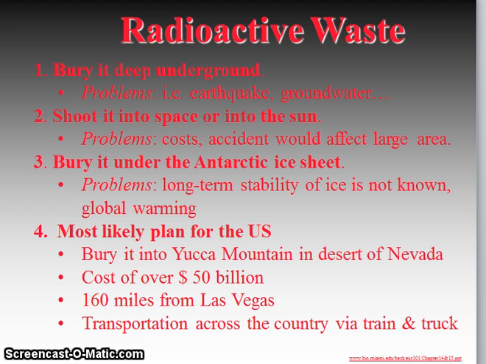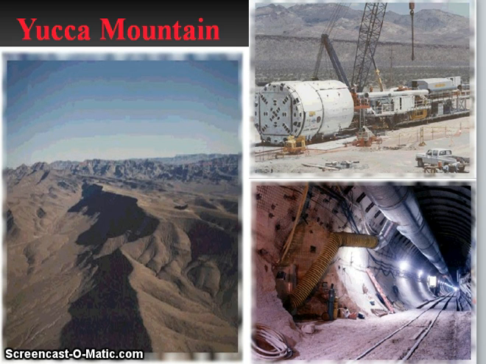Most likely for the U.S., we are burying it into Yucca Mountain in the desert of Nevada at a cost of over $50 billion. It's 160 miles from Las Vegas, and it is transported across the country in trains and trucks, which in the event of an accident could be hazardous. Okay, a very controversial method of disposing of our radioactive waste is Yucca Mountain in Nevada. Deep tunnels are built into the mountain where the radioactive waste is disposed of, in large sealed containers.